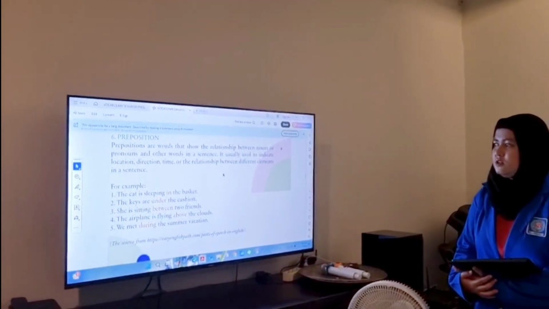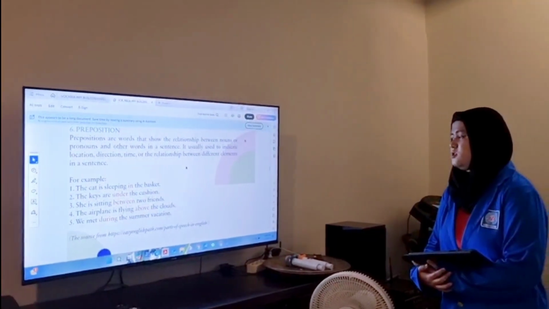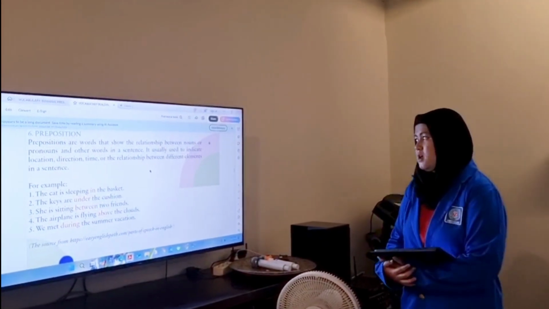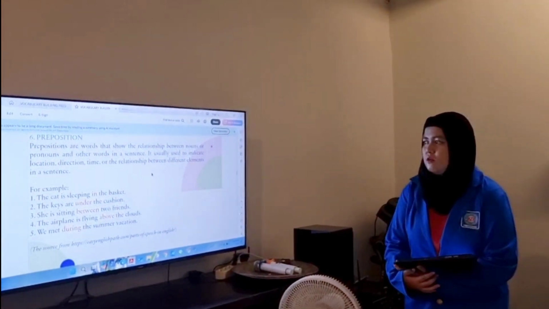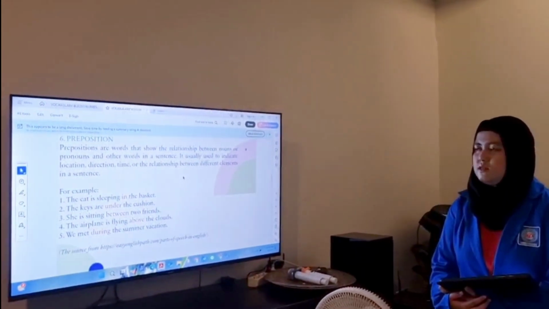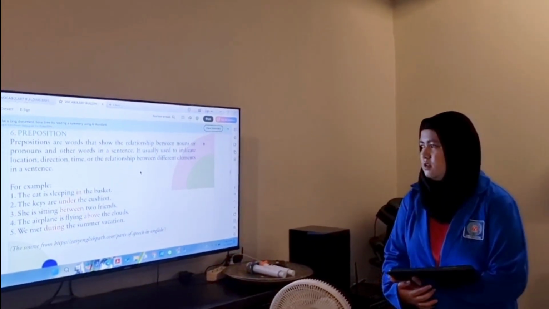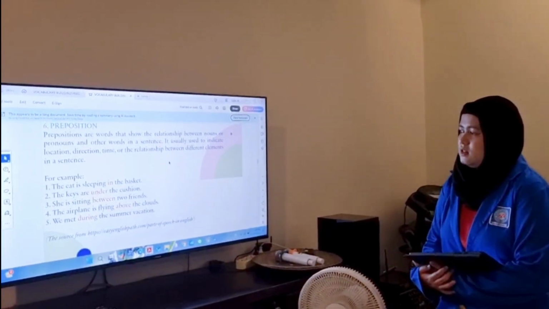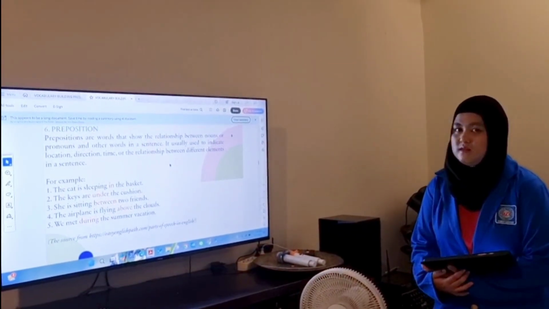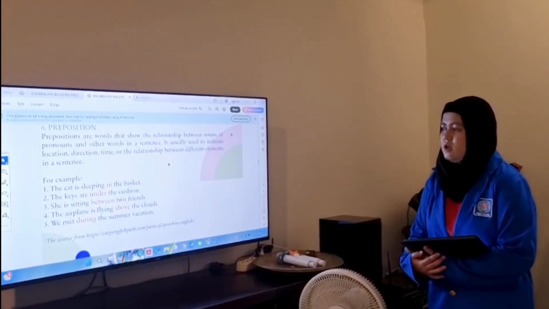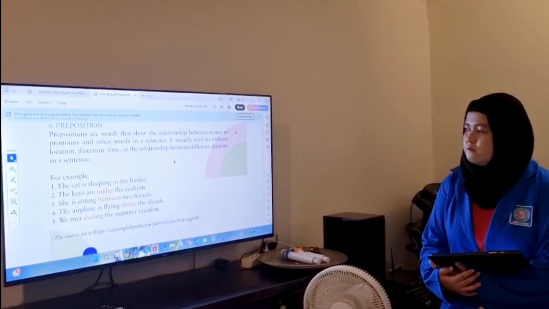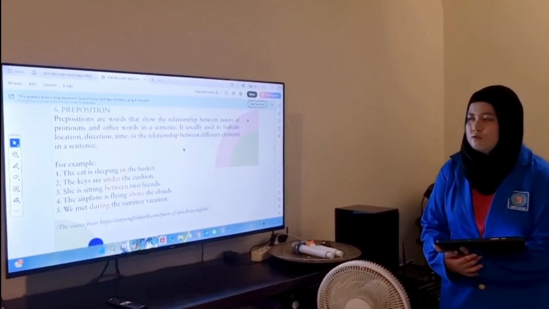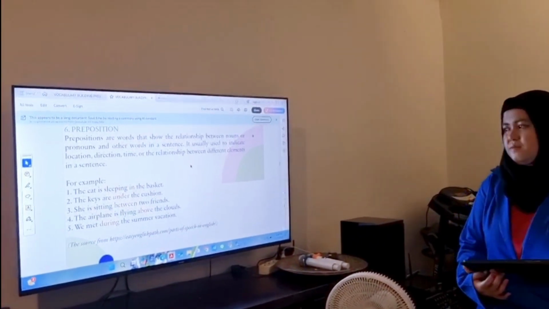Prepositions. Prepositions are words that show the relationship between nouns or pronouns and other words in a sentence. They are usually used to indicate location, direction, time, or the relationship between different elements in a sentence. For example, the cat is sleeping in the basket. The keys are under the cushions. She is sitting between two friends. The airplane is flying above the clouds. We met during the summer vacation.